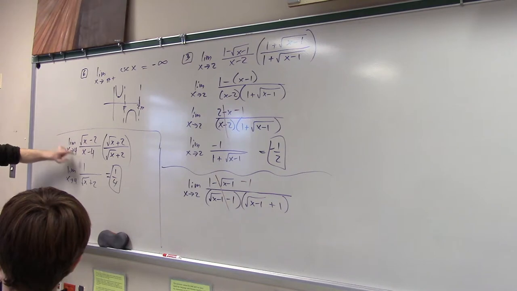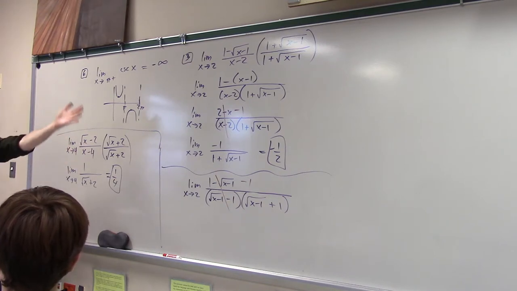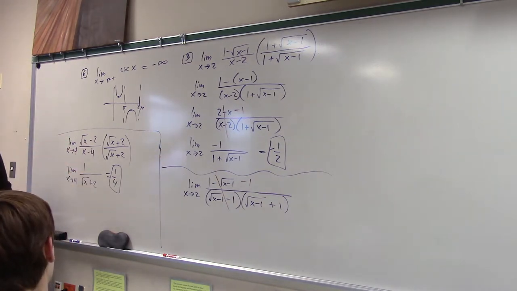So this is just more and more evidence that you simply cannot predict. When your limit is in the form 0/0, you just can't predict what's going to happen. You can get negative a half, you can get 1/4, you can get 10, you can get 3.